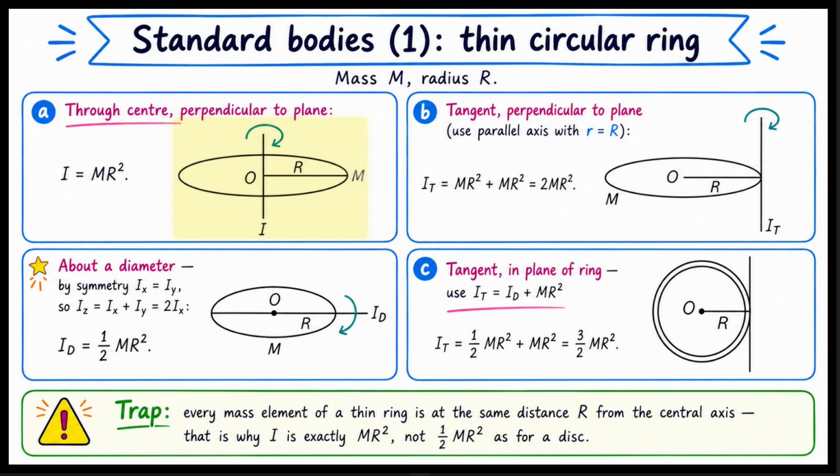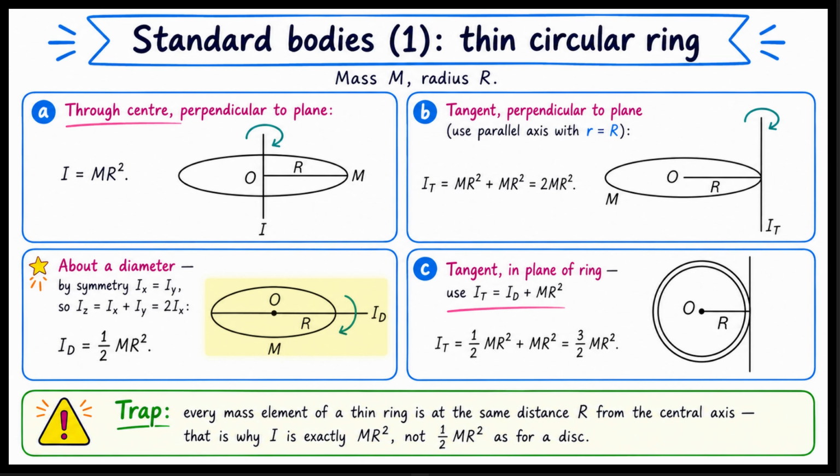Second, for a tangent axis perpendicular to the plane, we use the parallel axis theorem with a shift of r, giving I equals mr squared plus mr squared, which is 2mr squared. Third, about a diameter, symmetry tells us that Ix equals Iy, so using the perpendicular axis theorem, Iz equals Ix plus Iy, which equals 2Ix. This means the diametral moment of inertia ID is 1/2 mr squared.